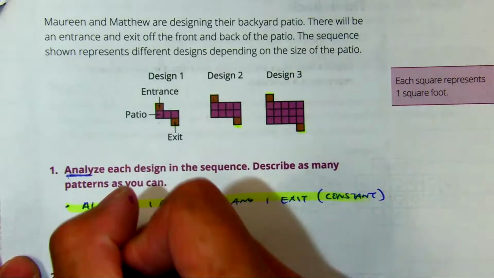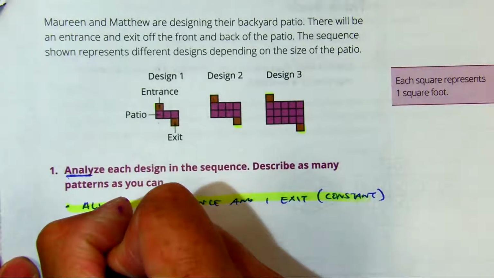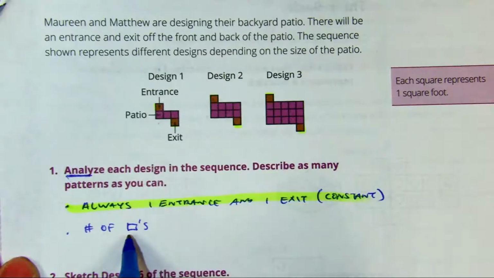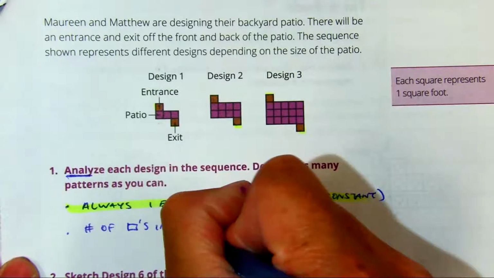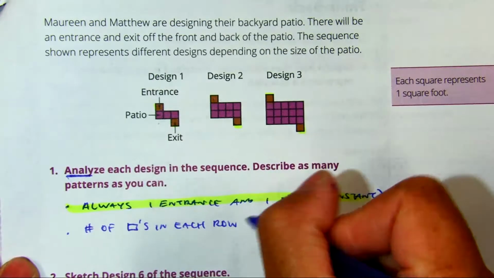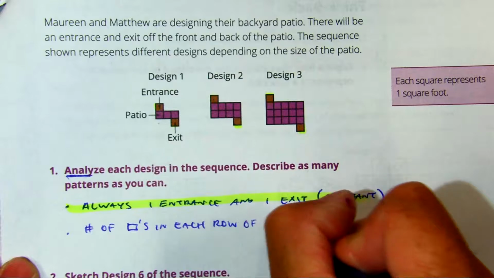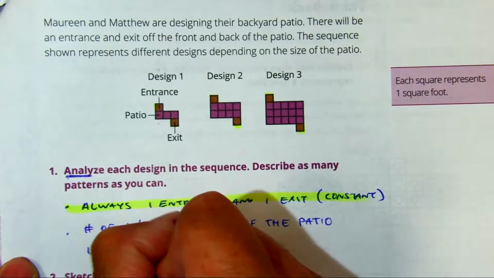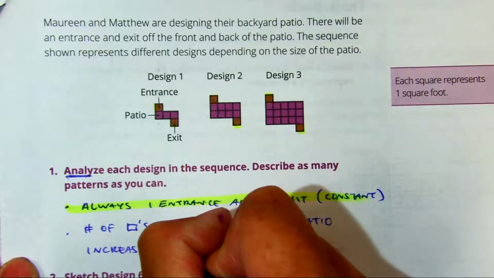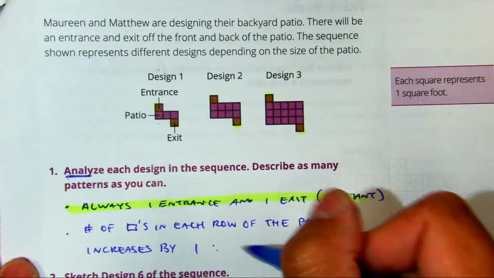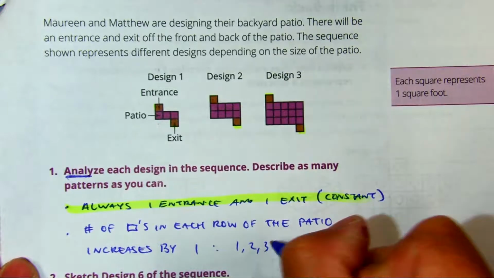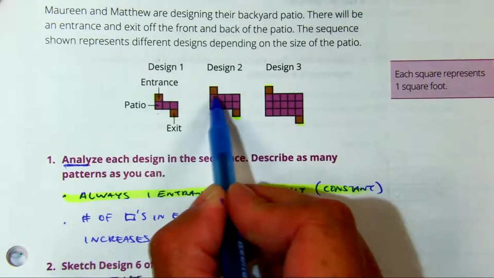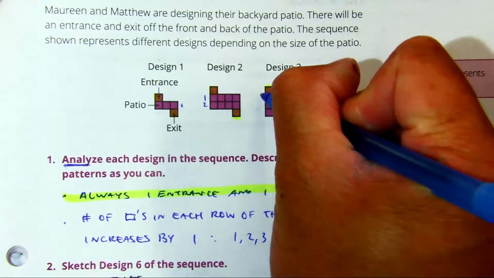Okay, what do you guys notice about the row numbers? Someone said adding 1. So the number of squares, class, what does that represent? In each row of the patio increases by 1, or adds 1. So you had 1, then you had 2, and then you had 3. Right? So you have 1, and then you have 2, and then you have 3. You see that?